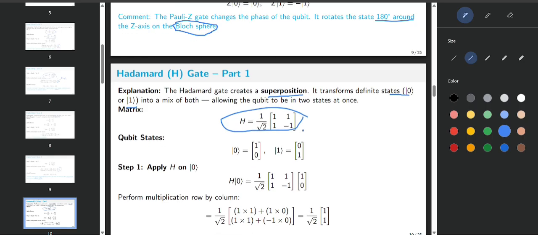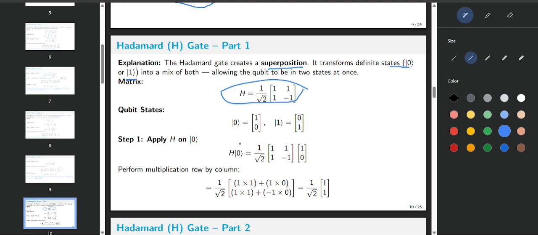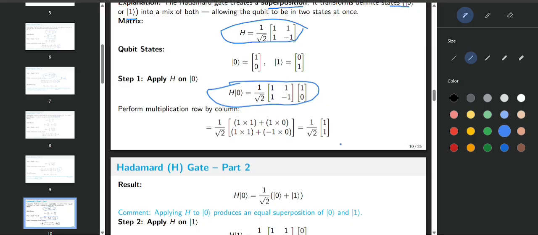So this is how the Hadamard gate matrix representation looks like: 1 by root 2 of [1 1; 1 -1]. If you operate this Hadamard gate on the ket 0 basis, you will end up getting 1 by root 2 [1 1]. Now how did this come? You are thinking about how this result came from here.